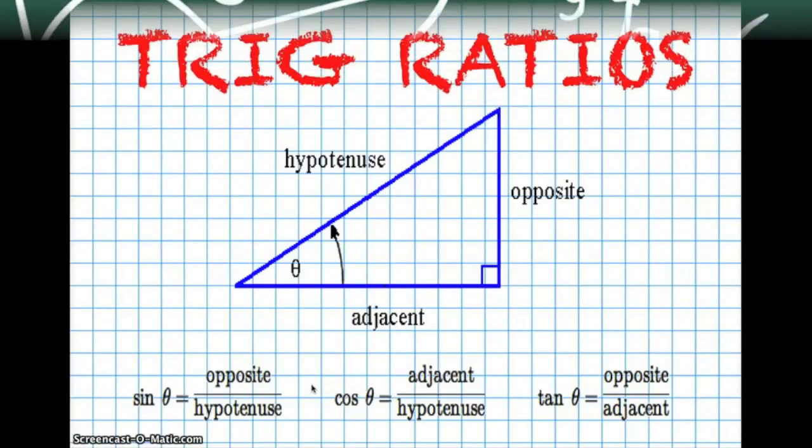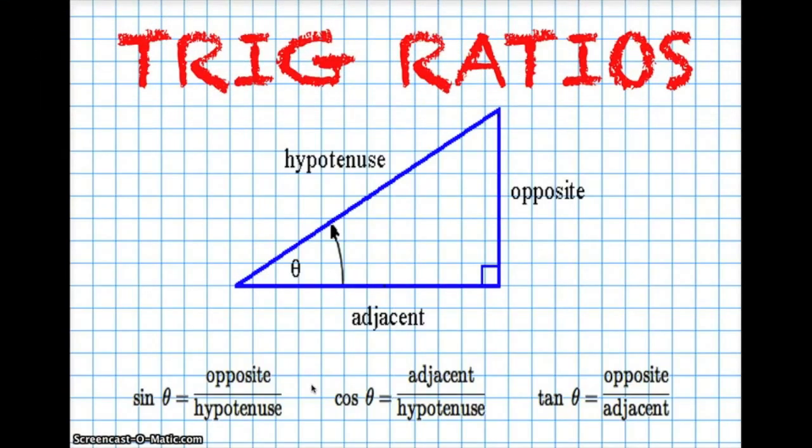Before going into chapter 4, we need to review trig ratios. Here is a right angle triangle with angle theta, and the opposite, adjacent, and hypotenuse sides. Sine theta is opposite over hypotenuse. Cos theta is adjacent over hypotenuse, and tan theta is opposite over adjacent. To remember these ratios, we can simply remember SOHCAHTOA.